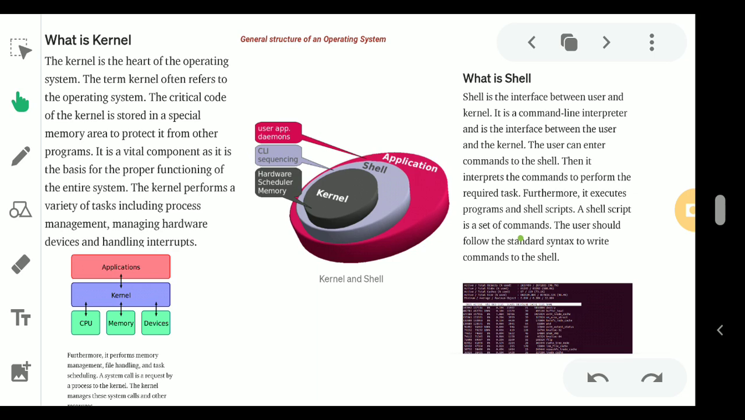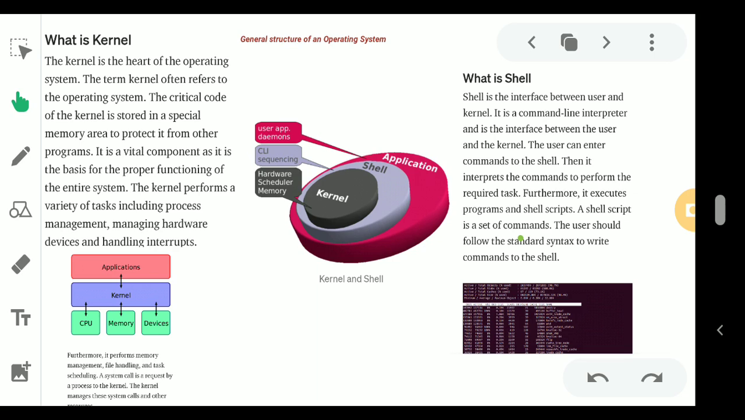Whatever instructions are given to the computer by the user, these instructions are interpreted by the shell, and then passed to the kernel, so that the kernel can resolve the system call and perform the particular task. The shell also manages the running of multiple application programs.